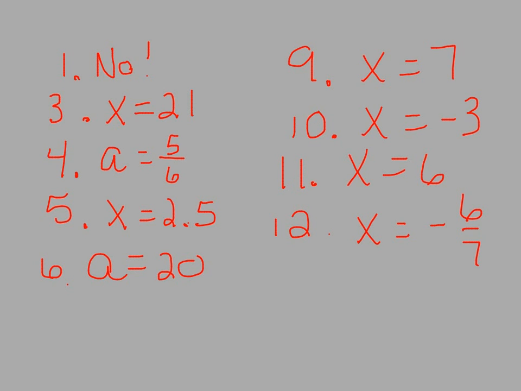6. 5 is 2.5, or 5 over 2, or however you want to write it. 6 is a equals 20. 9, x equals 7. 10, x equals negative 3. 11, x equals 6. And 12, x equals negative 6 over 7. And on that one, you would end up with negative 18 over 21, and you just need to reduce it. That's all you have to do on that one.